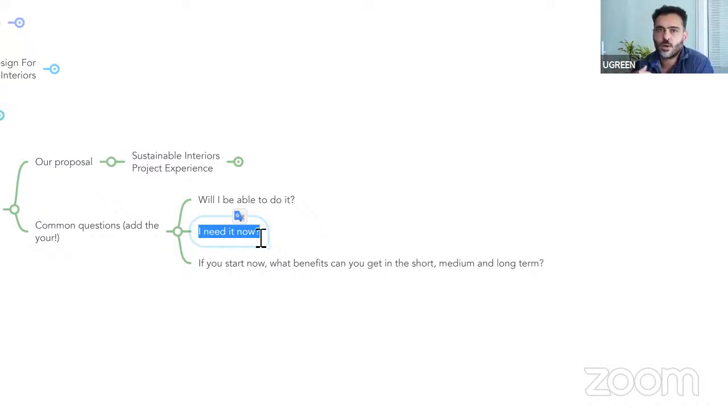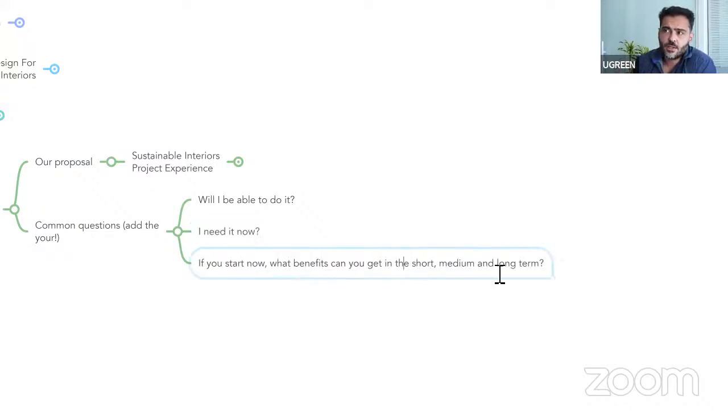So you are enhancing your possibilities. And let's see, if you start now, which benefits can you get? You can get them in the short, medium, and long term, right? In the short term, you are going to be a sustainable interior designer. In the medium term, in four classes, you are going to understand the main possibilities for making interior design. You're going to have this acceleration process very quickly.